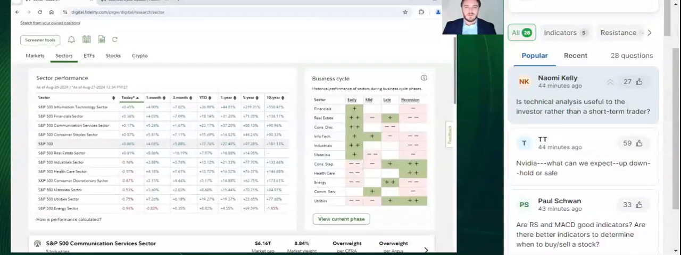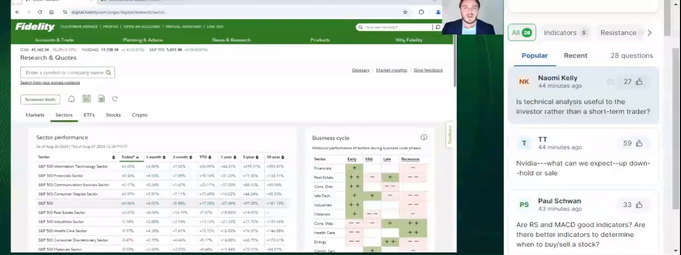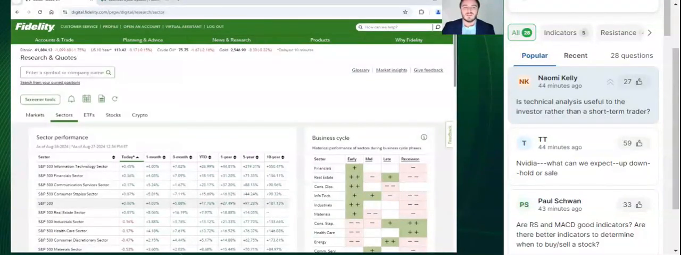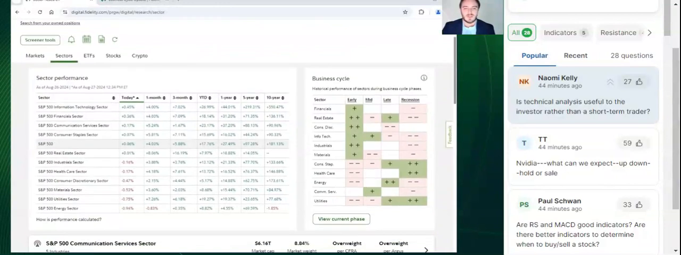So what if we combine a little bit of this? What if we use macroeconomic components to understand sectors and what the business cycle is at different points in time? You can actually do this on that page that Jonathan was looking at as well. News and research: if we go to markets and sectors, there's a variety of different components here. The first one I want to spend some time on, though, is sectors.